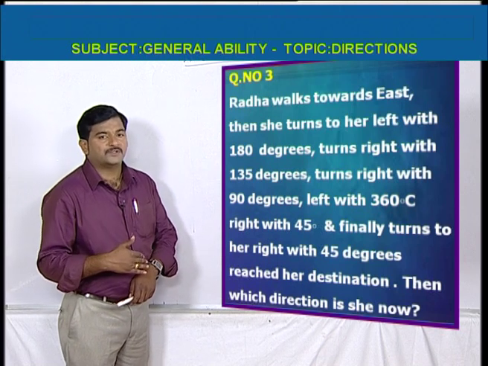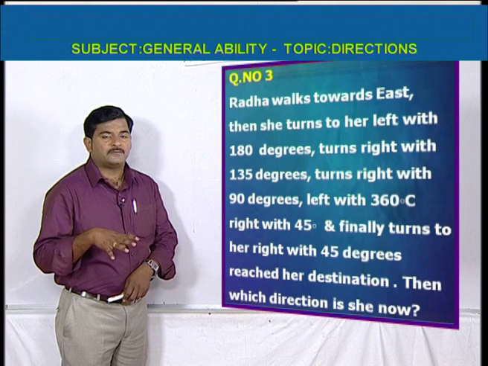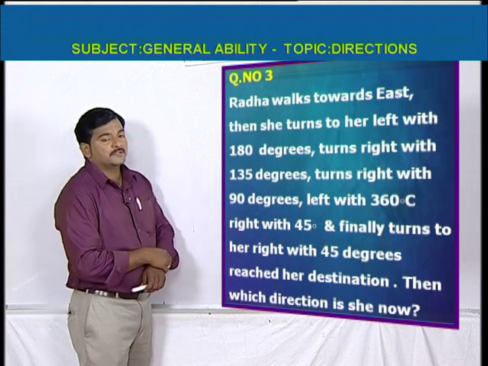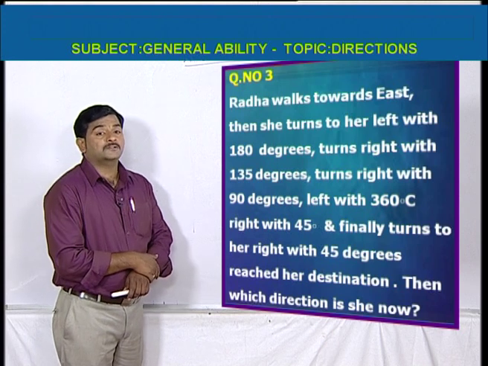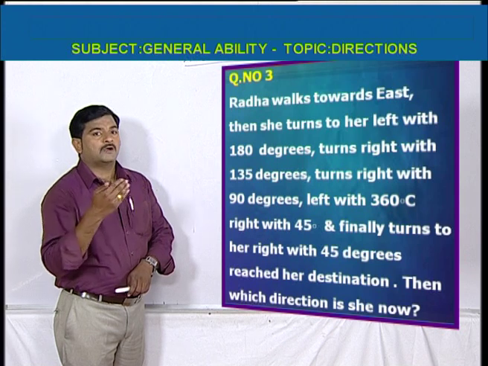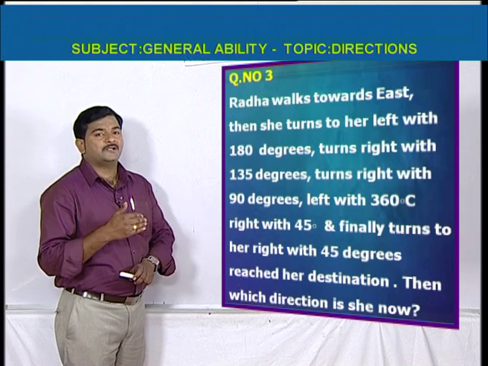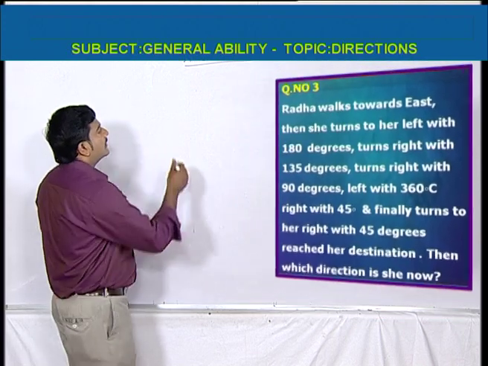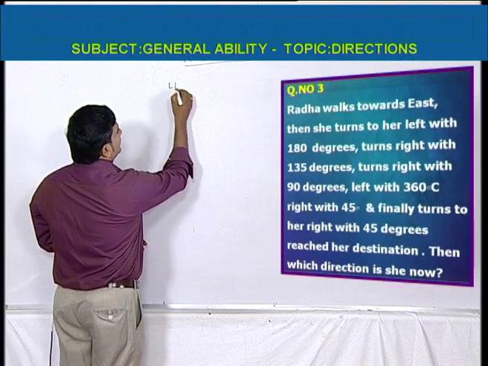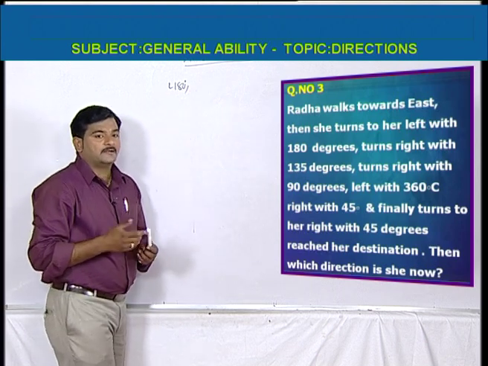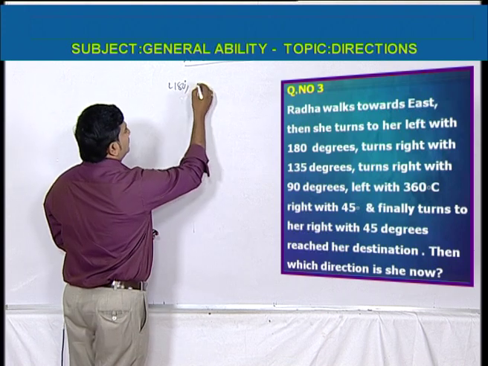But whereas in the third question, it is lefts and rights only, but he has given some angles. Okay, so just see the question. What he mentioned here, the question is: Radha walks towards east. Then she turns left with 180 degrees. She turns left with how many degrees? 180 degrees. Next, what he has given: turns right with 135 degrees.